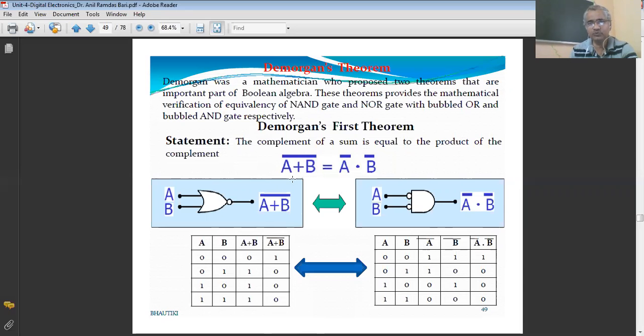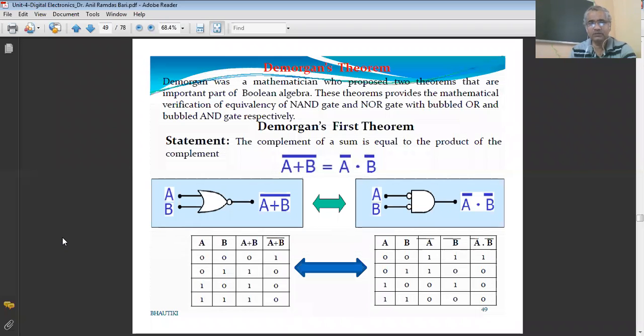So it's proved that the NOR gate, now what happened, this is the NOR gate. (A plus B) complement is the output of the NOR gate. So NOR gate is equivalent to the bubbled AND gate. Now which gate is this? This is called the bubbled AND gate, because the inputs are already inverted at the input of the AND gate. So this is called the bubbled AND gate. So A complement dot B complement. So both these circuits are equivalent, and this is DeMorgan's first theorem.